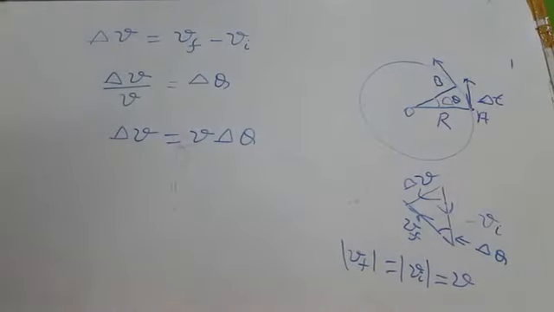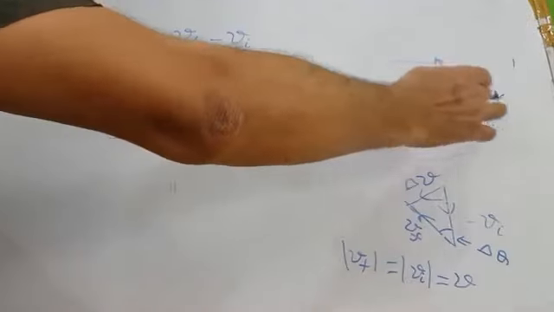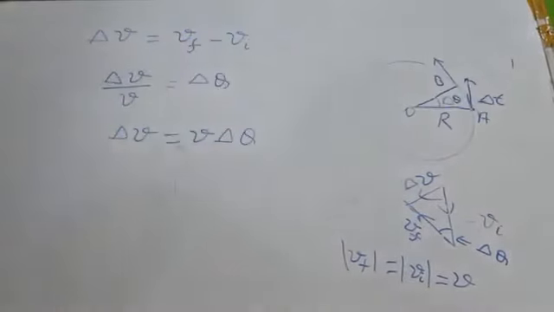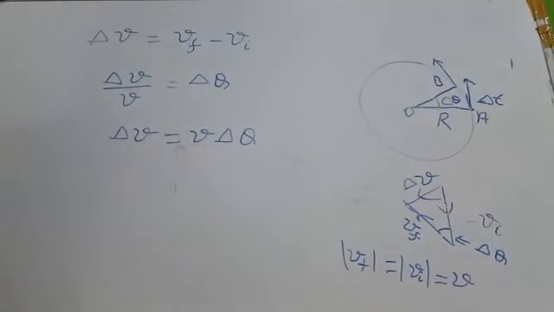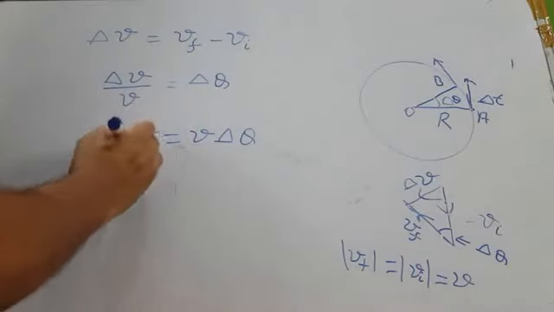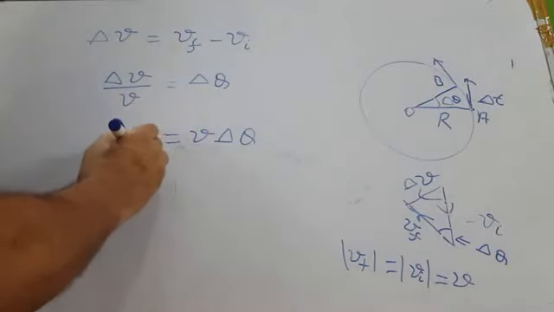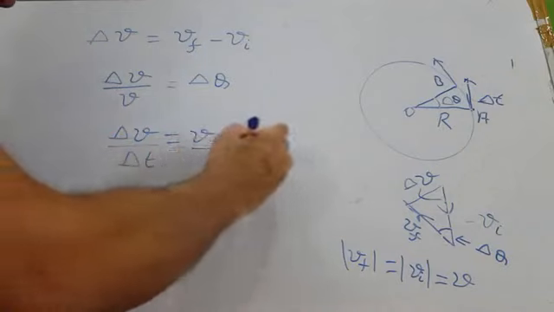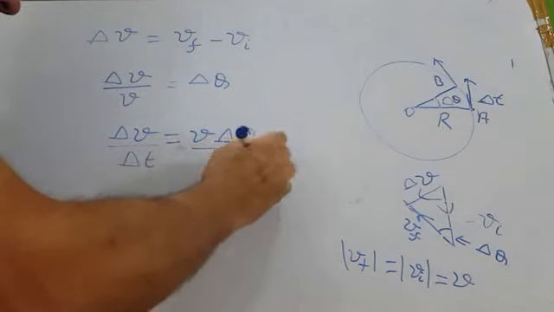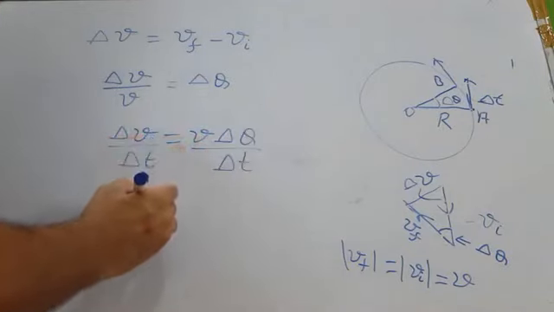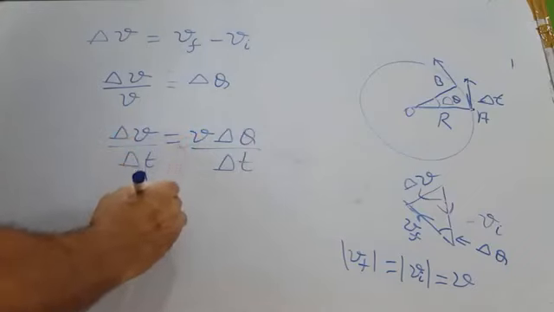Our aim is to calculate acceleration. This change in velocity is taking place in delta t time. So what will be acceleration? Change in velocity upon change in time. So if I divide this equation by delta t, then we will get the acceleration. Divide this equation by delta t on both sides. Change in velocity upon change in time, that is acceleration.